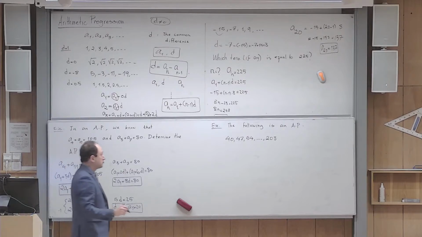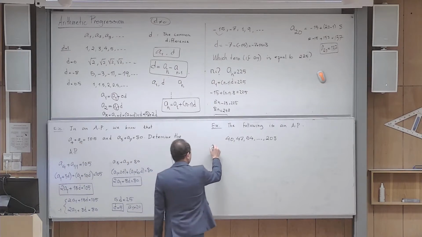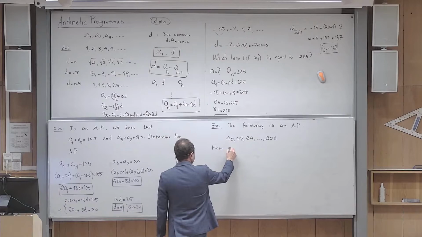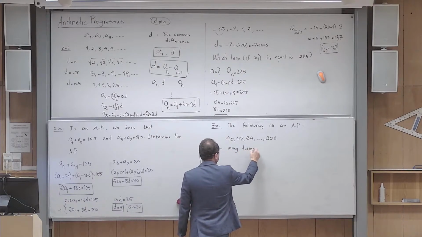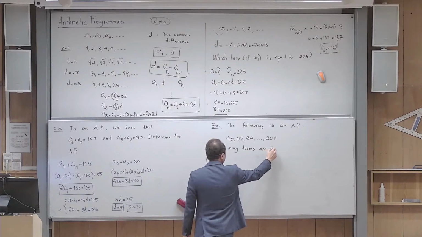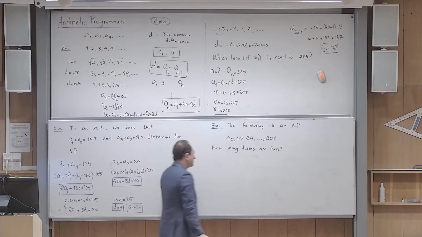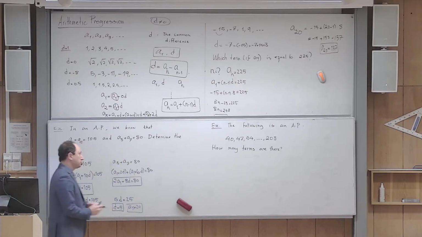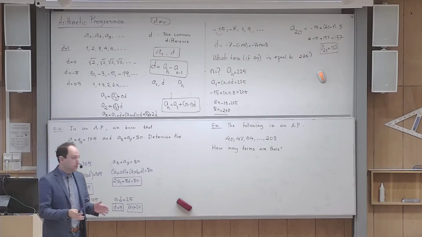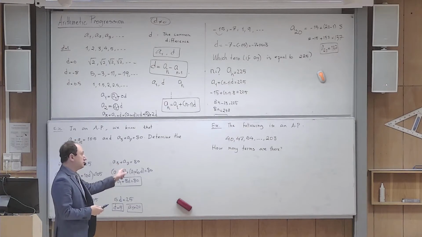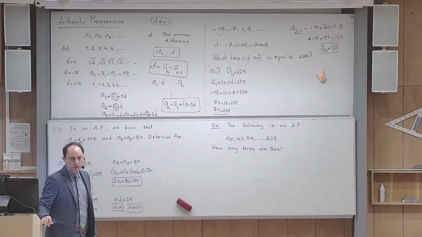The following is an AP. How many terms are there? That's also a good question. It is very simple, but I want you to understand that if you have a list of numbers that you can see, forming an arithmetic progression, and you have the first term and the last term, you should be able to tell me how many terms are involved. So how should I answer that?